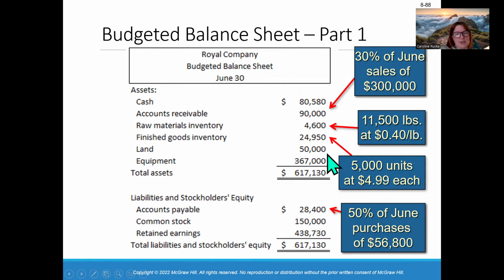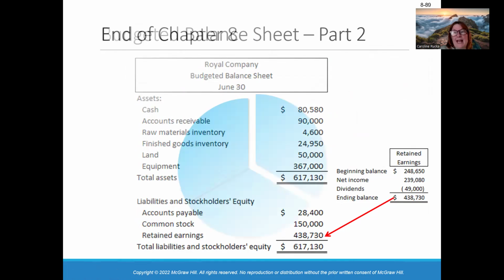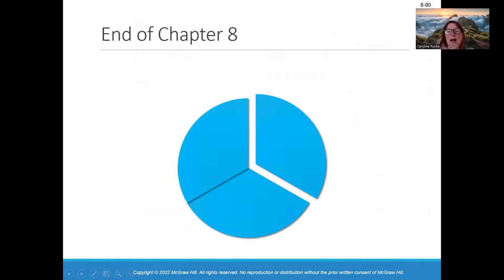Our land, they told us on the last slide, equipment, total assets. Our accounts payable, remember, we paid 50% in the month of June, but we carried over the rest to the next quarter. Then our common stock and our retained earnings from the previous slide. That is it for our master budget.